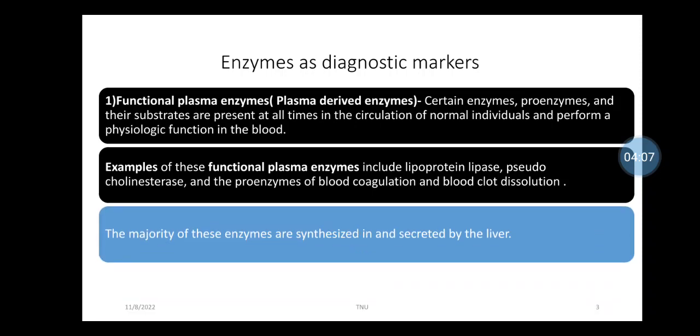The majority of these enzymes are synthesized in and secreted by the liver. So liver is one of the largest organs of our body, largest gland we can say, and this largest gland of the human body synthesizes basically the plasma derived enzymes.